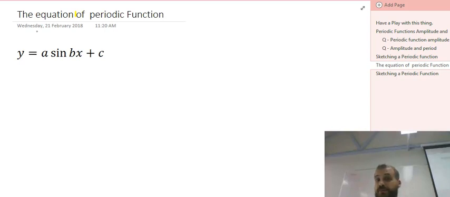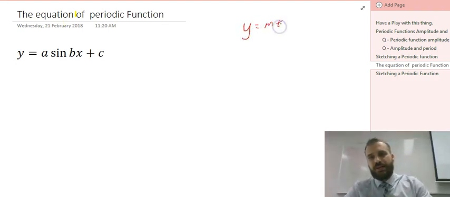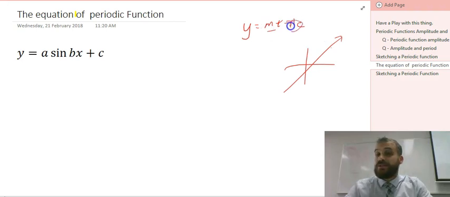Alright, so in this video we're going to learn about the equation of a periodic function. You've seen equations before, something like y equals mx plus c. That was the equation of a straight line, and you knew that m was the gradient and c was the y-intercept. In a similar way, we've got the equation of a periodic function, y equals a sine bx plus c, and the a value, the b value, and the c value are all going to tell you something different about a periodic function. So we're going to just play with each of those in turn.